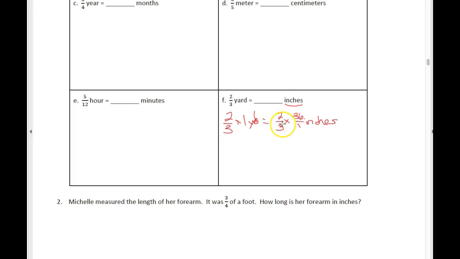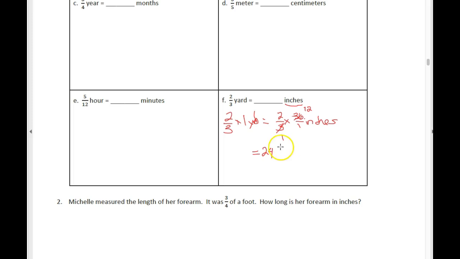So now we can think about this cross cancellation thing. Remember, 3 goes into itself once, 3 goes into 3 once, and into 6 twice. So that gives us a 12. And you know that 1 times 1 is 1, so that's the denominator, but we don't even need it because it's just a 1. 2 times 12 gets you 24.